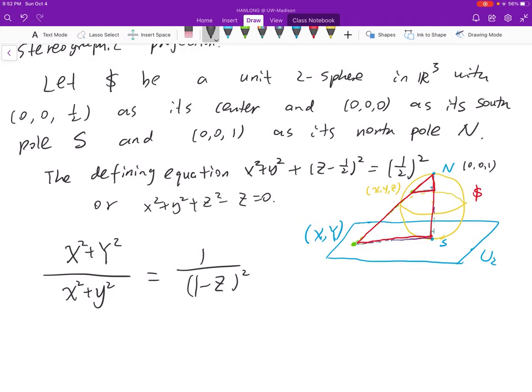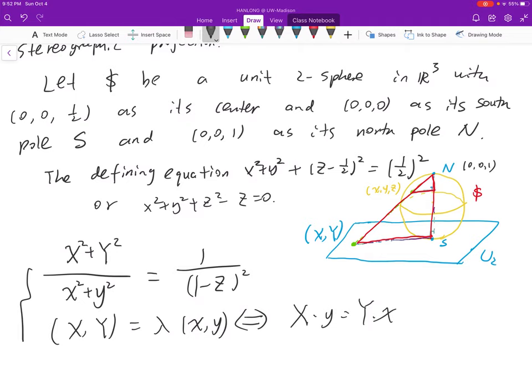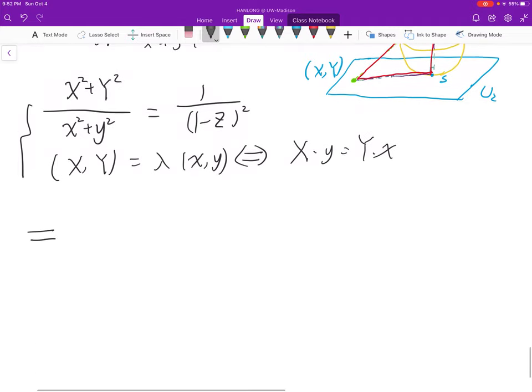And also, capital XY and the small xy are in the same direction. Then we have lambda xy, or equivalently, capital X times small y equals capital Y times small x. You have two equations. Solve them. It's easy to derive that capital X is small x over 1 minus z, and capital Y is small y over 1 minus z.